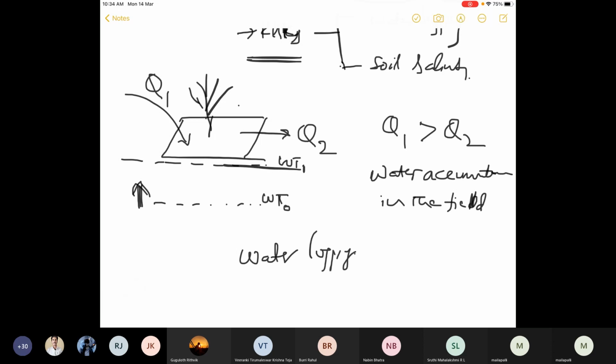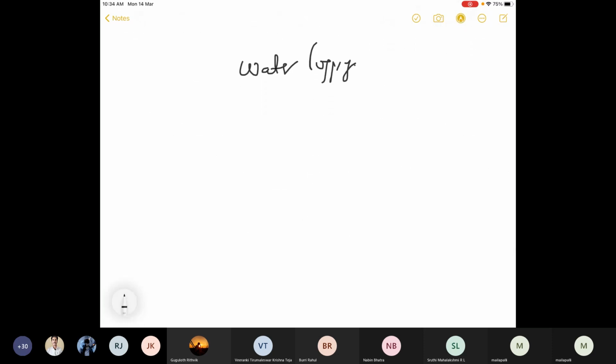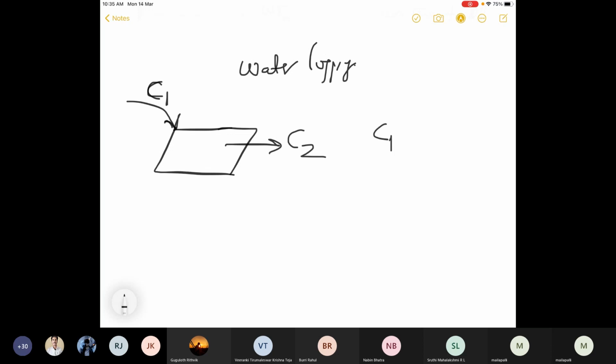Water logging, and suppose similarly you have a field. So you have a field, and you started irrigating with a relatively less quality of water. Let's say that the concentration I'm denoting with C1, the irrigation water concentration, and some concentration which is going out, that is C2. Okay, so definitely the constituents accumulation will be taking place if C1 is greater than C2.